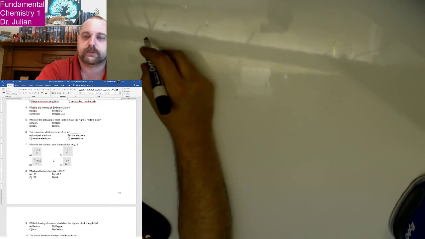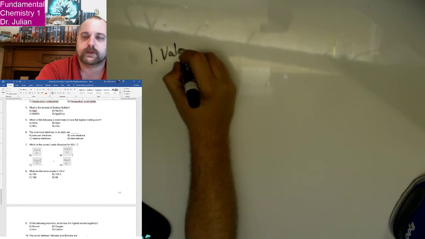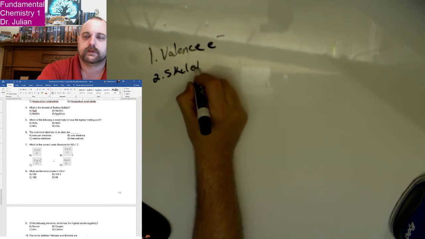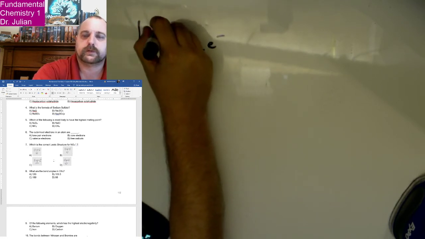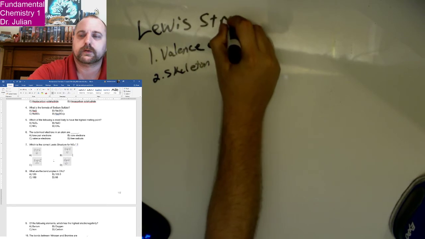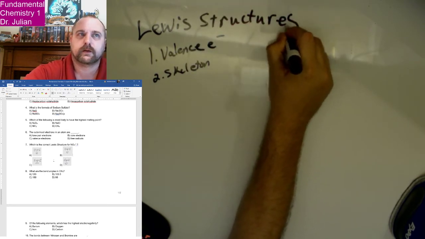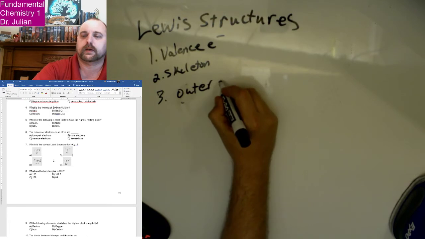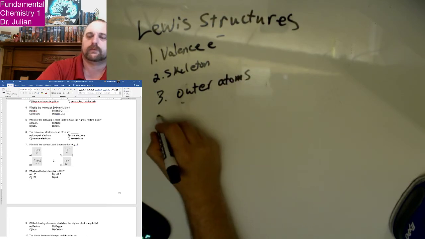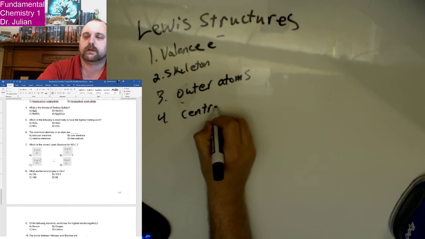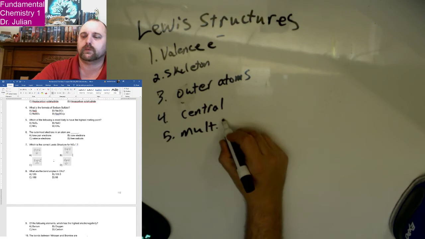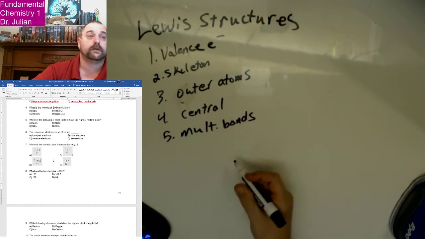So let's go through the steps here. We want valence electrons, then our skeleton. This is my steps to doing Lewis structures. All right. Third step will be our outer atoms. Fourth step will be the central atom. And then the last step, multiple bonds, only if we need them, if things still aren't happy.